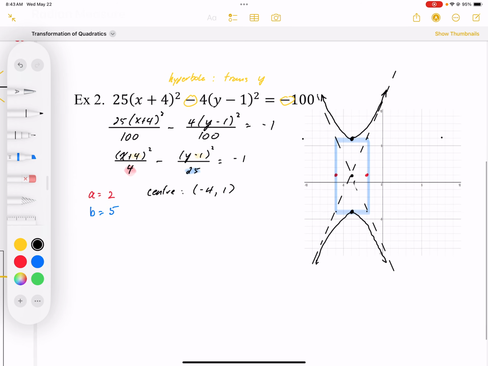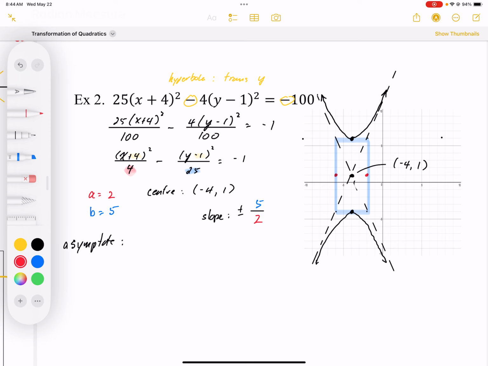Okay, so the last thing we're going to do is work out the equations of these asymptotes. So the asymptote equations, we're going to use a point slope form. And the reason we're going to use a point slope is because we already have the point that they share, which is the vertex, sorry, the center at -4, +1. And we know the slopes. The slopes are going to be plus minus b, which is 5, over a, which is 2.